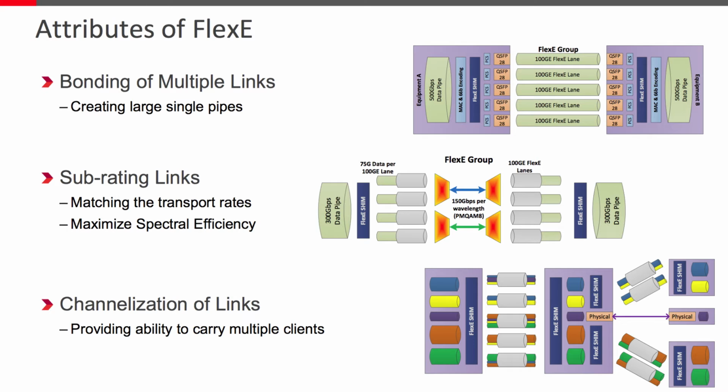Channelization, on the other hand, provides the ability to take multiple channels through a FlexE shim, put those channels in multiple 100 gig links, deassemble them on the other side, and then you can recreate FlexE to take them over to different pieces of equipment.